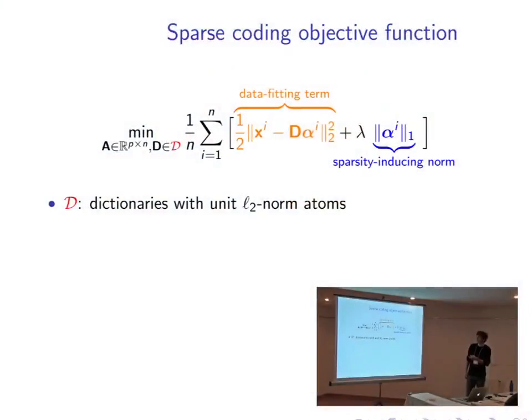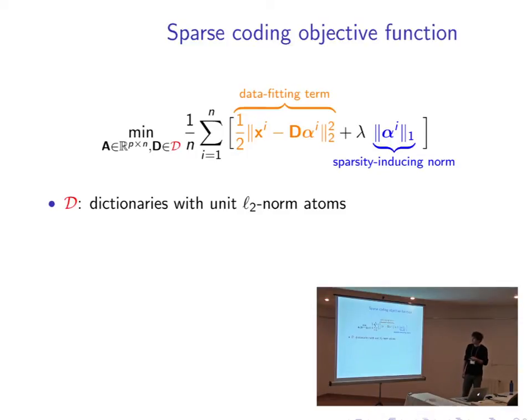One way to obtain the decomposition matrix A and the dictionary D is to solve this formulation here, where we simultaneously optimize over the matrix A and the dictionary D. We not only want to explain each signal well, but we also add this L1 norm to make sure that we only use a few dictionary elements per signal. Here I will be interested in a specific set of dictionaries, where each dictionary element, each atom, has unit L2 norm.